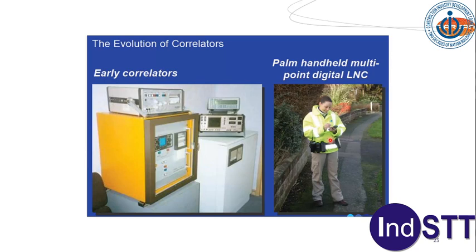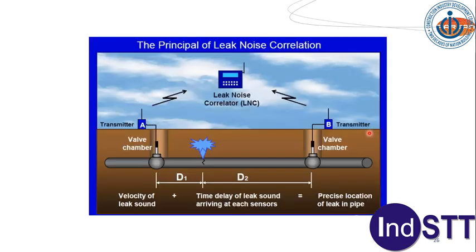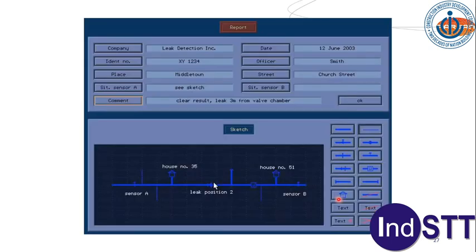Once we talk about noise correlators, early correlators used to be very, very bulky. Okay, these days it has really changed. They are very small correlators. The basic principle is very simple. You have a transmitter here and you have a transmitter here. This is the leak. You measure the time of the propagation of the leak to both of these, and then you do the cross correlation, and that's why they call them correlators, and you are able to pinpoint the location of the noise. This is how it looks. This is, for example, your different connections, and you are able to pinpoint where the leak is happening.